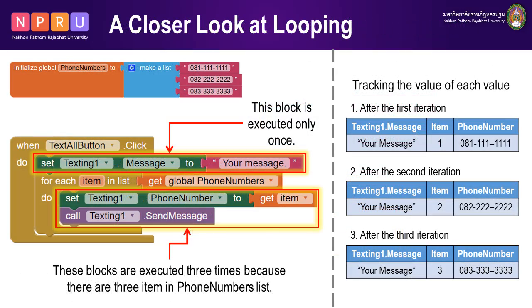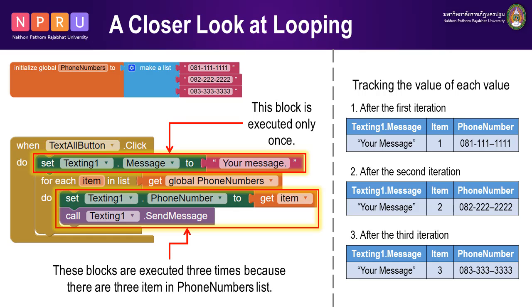In this section, we'll examine the mechanics of the for each block in detail, because understanding loops is fundamental to programming. When the user taps the Text All button and the event handler is invoked, the first operation executed is the set texting1.message to block, which sets the message to your message. This block is executed only once.